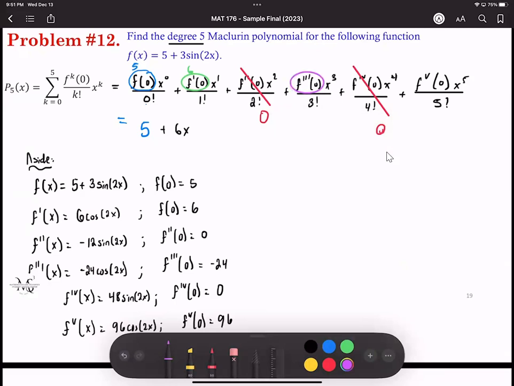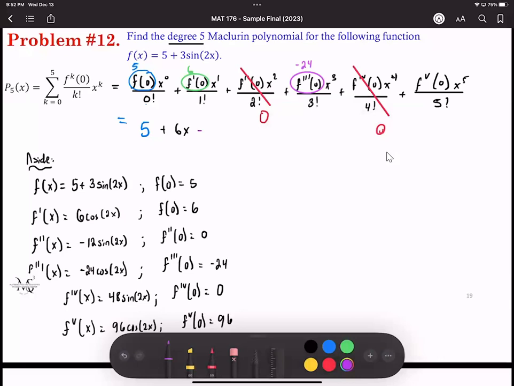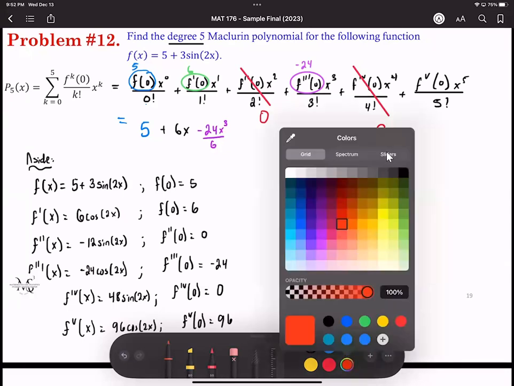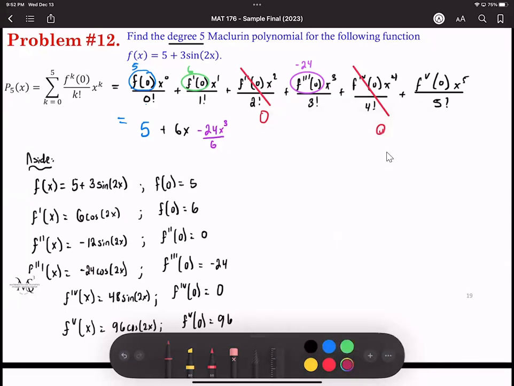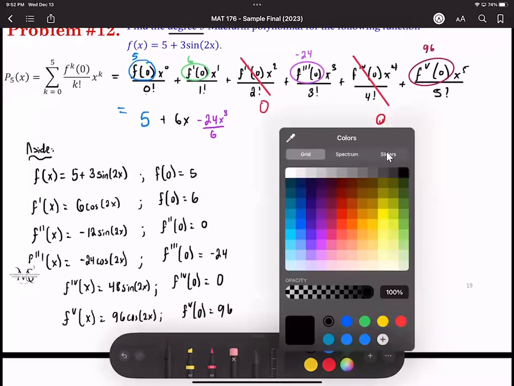So I proceed to the fourth term in our sum. f triple prime of 0 was negative 24, times x cubed divided by 3 factorial. So 3 factorial is 3 times 2 times 1, which is 6. So this would give us negative 24x cubed over 6. And lastly, I can say lastly because the next term was skipped since that's 0. The fifth derivative of 0 was 96. And we have 5 factorial.